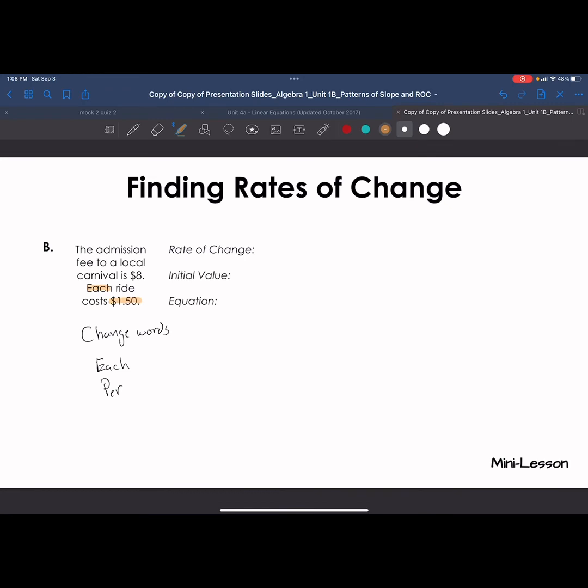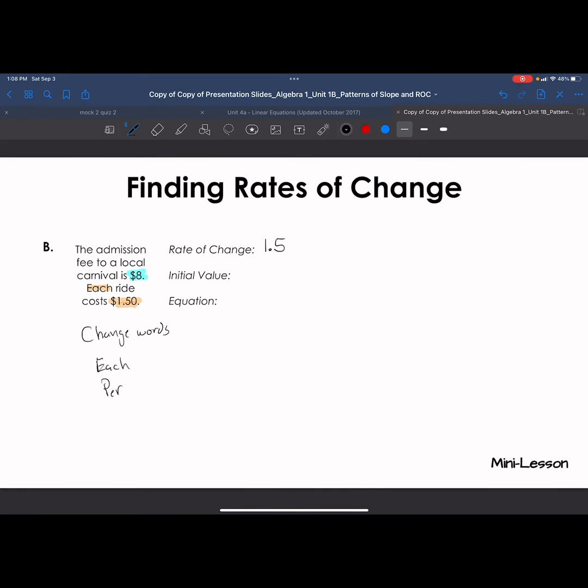Each ride costs $1.50. And then we can say that a local carnival, the admission fee, which means you're going to pay the same rate every time, is $8. So the rate of change, remember I said those each words, is $1.50. So yes, I didn't write the zero because it's not necessary.